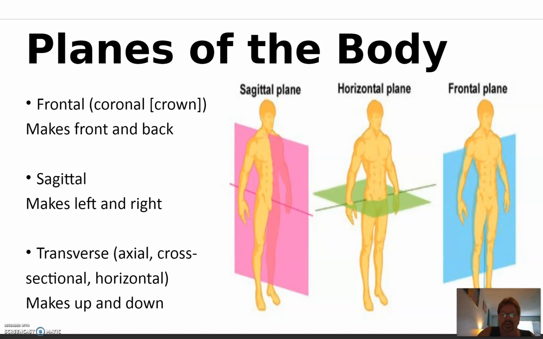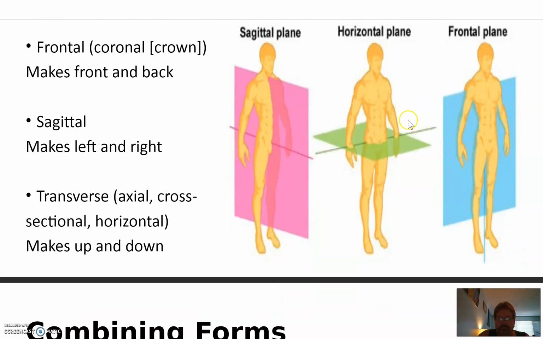No. But these are used for reference points, primarily for CAT scans and MRIs, things like that. Also, a sagittal plane can be right down the middle, like this one, in which case it's called a mid-sagittal plane, or it can be off several inches to either side. Still a sagittal plane, but it's not a mid-sagittal.